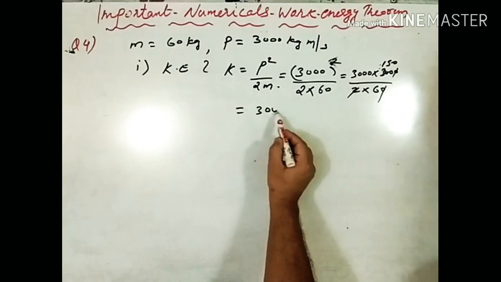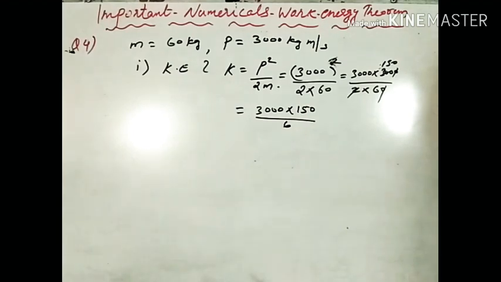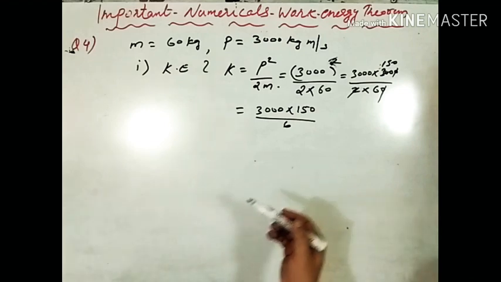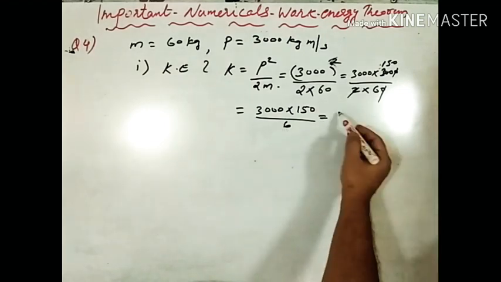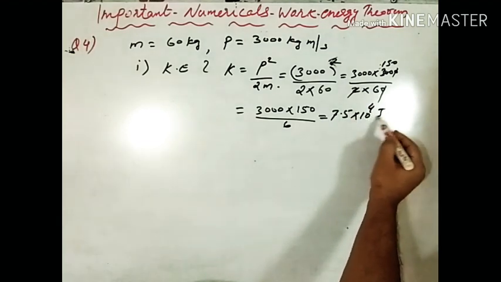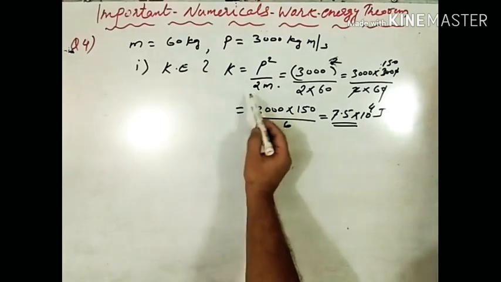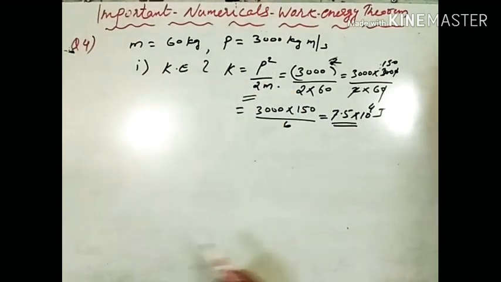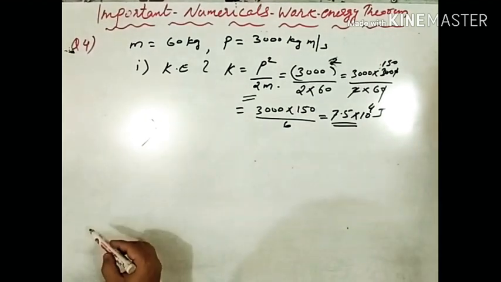3000 into 150 divided by 6. Solve it and see. The answer is coming out as 7.5 into 10 to the power 4 joule. So this is the kinetic energy possessed by the body. Remember the formula, kinetic energy is equal to P squared by 2m. Second part. What is the second part?